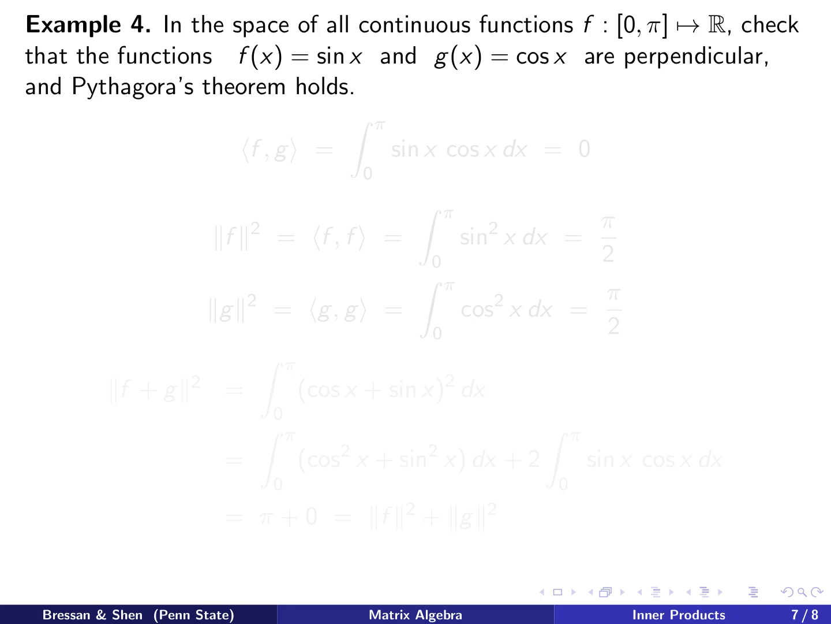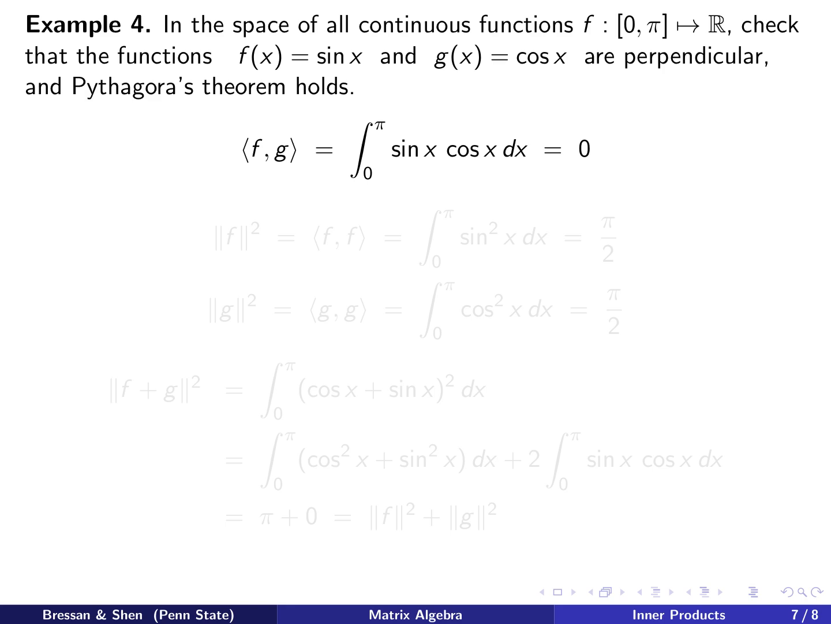Okay, so we consider again the same space, continuous functions defined on the interval from 0 to pi, and let's consider two specific functions where f is sine x and g is cosine x. And we want to show that with the definition of the inner product that we have defined on the previous slides, these two functions are perpendicular. And we will verify that version of the Pythagoras theorem.